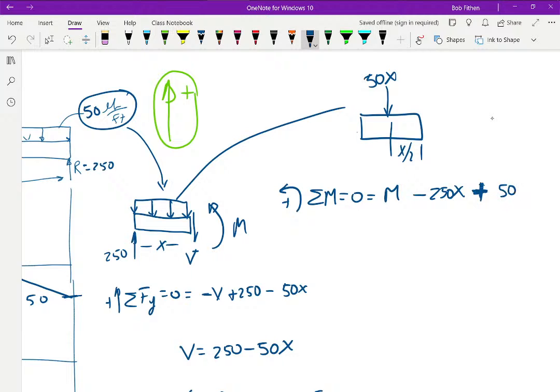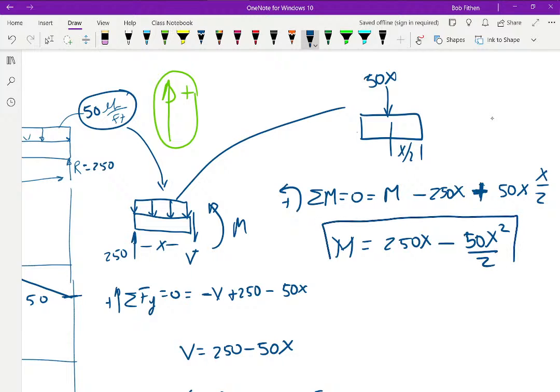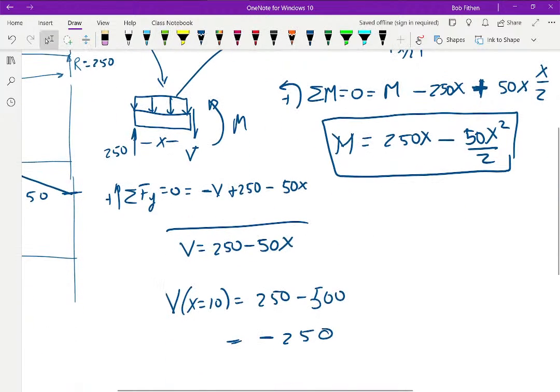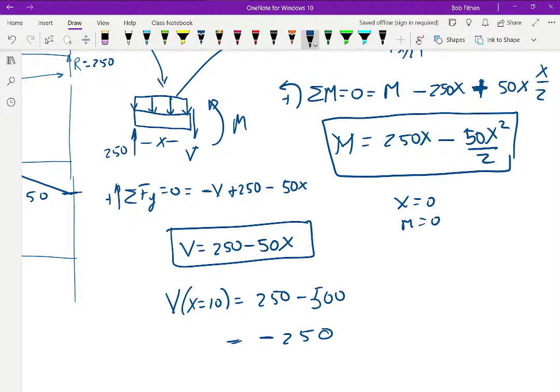50 times x and x over 2 gives you your moment looking like, if I move that over, 250x minus 50x squared over 2. So first thing about this: if x equals 0, moment equals 0.